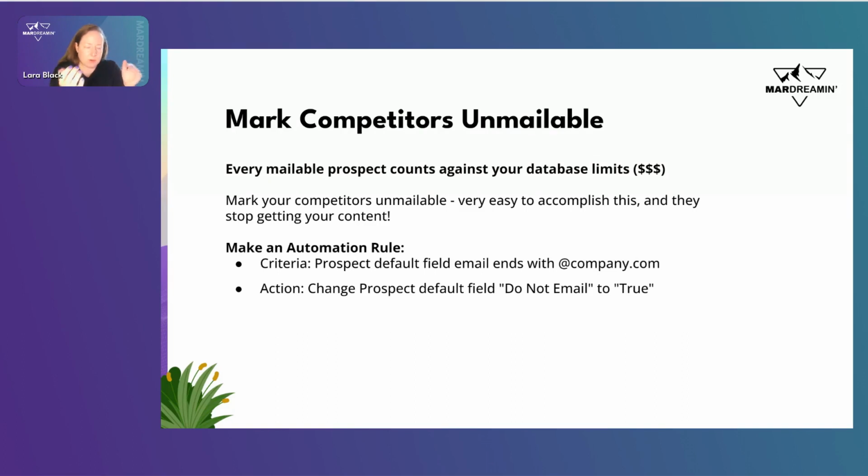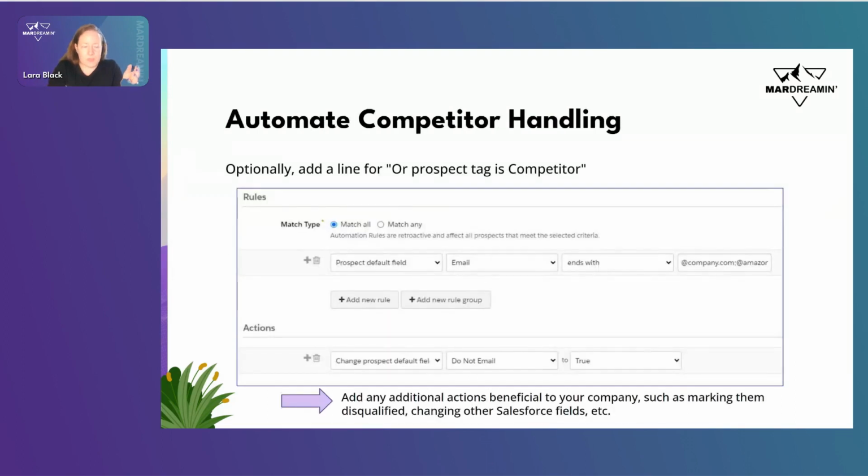So very easy criteria. The prospect default field for the email address ends with @company.com. So your competitor at competitor.com. And the automation rule is going to change the default field called do not email to true. So literally, I'm marking them as opted out. It's actually technically considering them a bounce, so they can't opt back in, but it's super, super convenient.